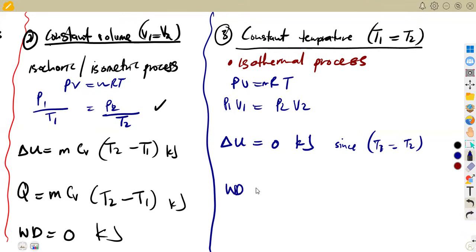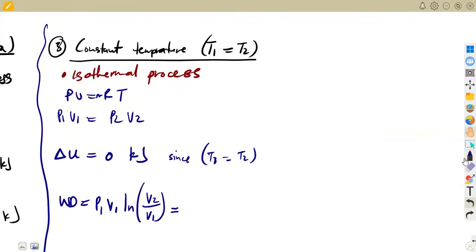Then we talk of the work done. The work done can be calculated. The work done actually can be found from the formula P1 V1 into the ln of V2 over V1. So this is your work done, and remember that P1 V1 is equal to MRT1.